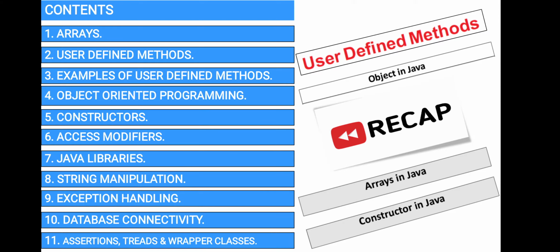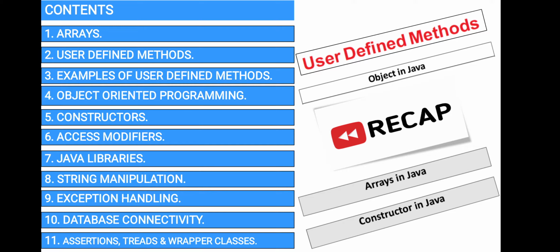Before we move on to this session, let us have a recap on what you have learned in your previous class. You have learned arrays, user-defined methods, examples of user-defined methods, object-oriented programming, constructors, access modifiers, Java libraries, string manipulation, exception handling, database connectivity, assertions, threads, and wrapper classes.